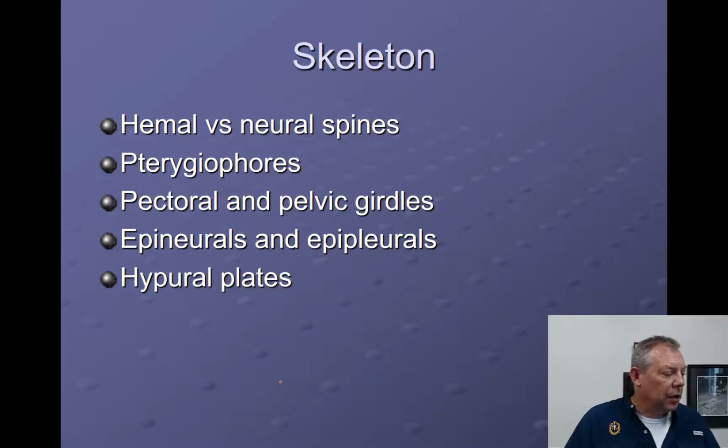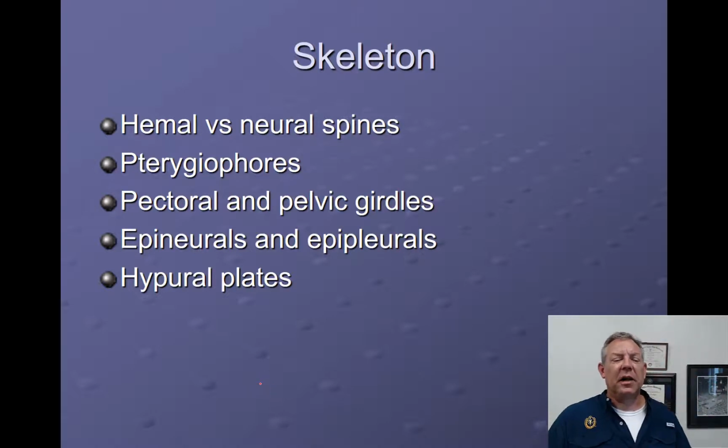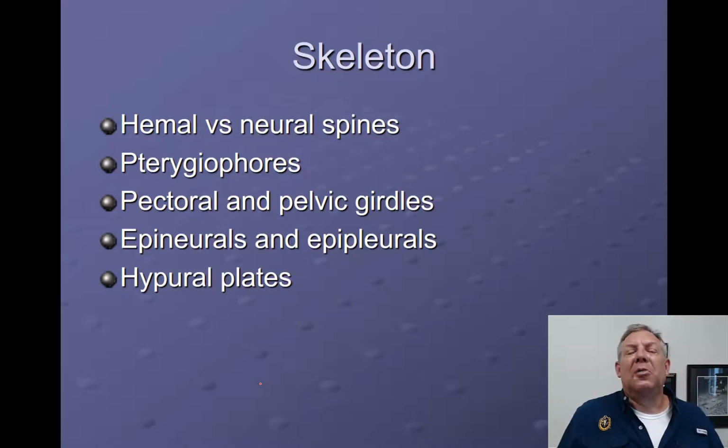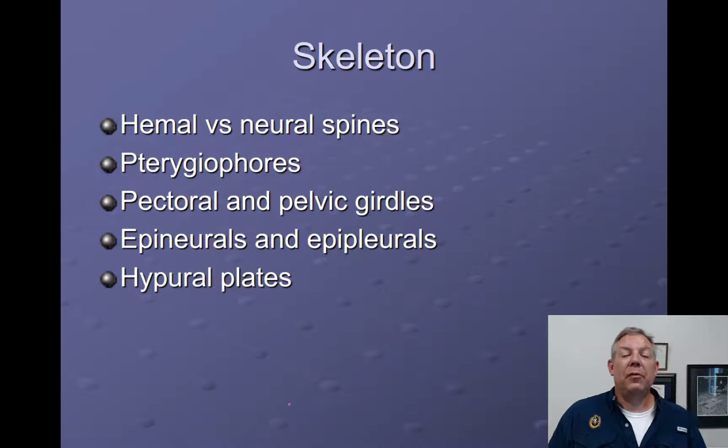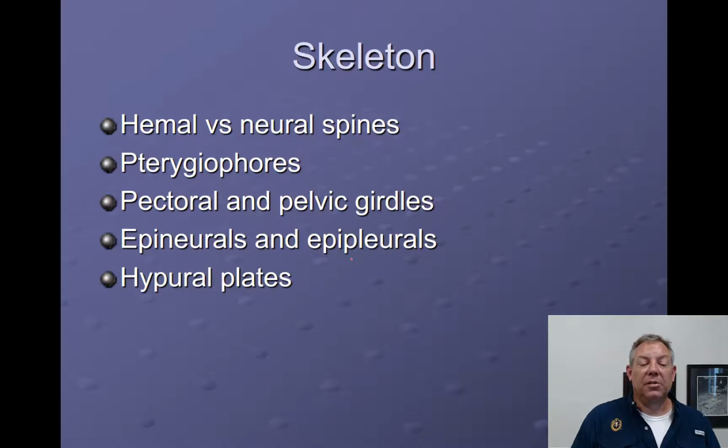All right, now let's take a look at the skeleton. You're familiar with the typical fish skeleton, what it looks like. We're not going to learn all the bones, but I'm going to highlight some of the more important ones: the hemal versus neural spines, pterygiophores, pectoral and pelvic girdles, epineurals and epipleurals, and then the hypural plates. So let's look at each of these.